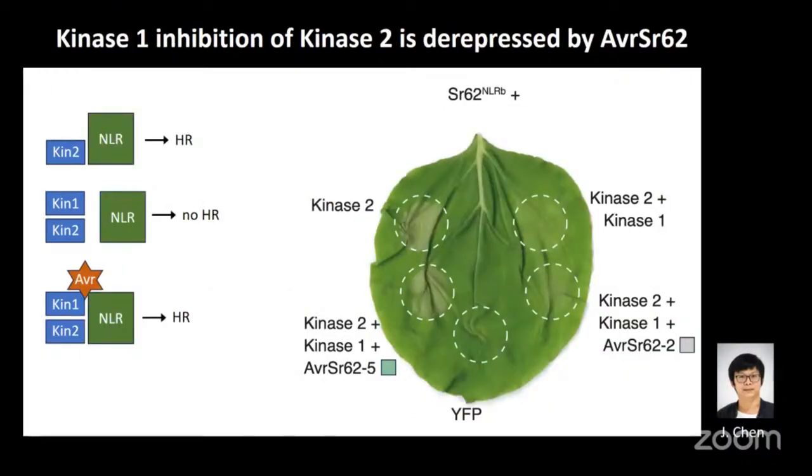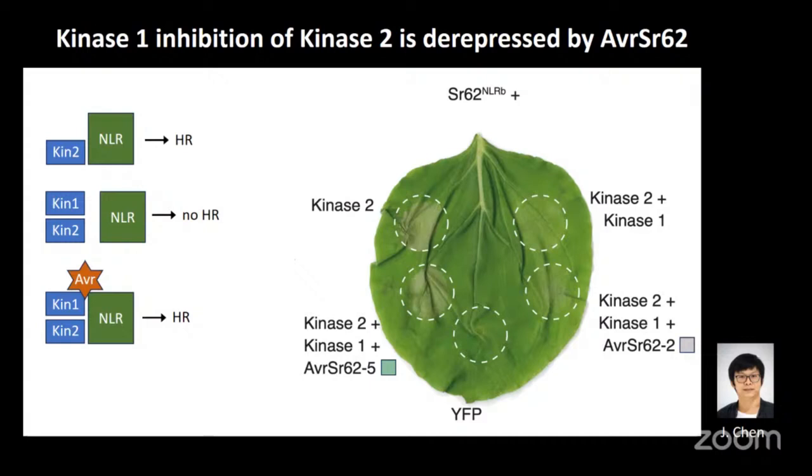The other thing which is very interesting is that you can express kinase 1 and kinase 2 in trans along with the NLR immune receptor. And when you express kinase 2 with the NLR, which is shown at 11 o'clock, you get an HR. So kinase 2 is enough to activate the NLR and give rise to a hypersensitive response.